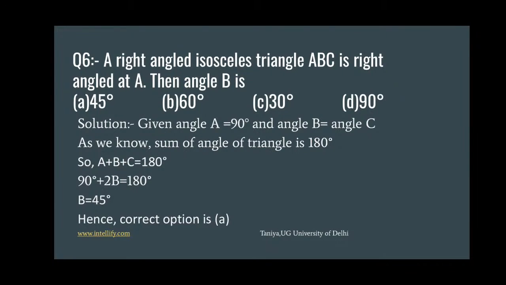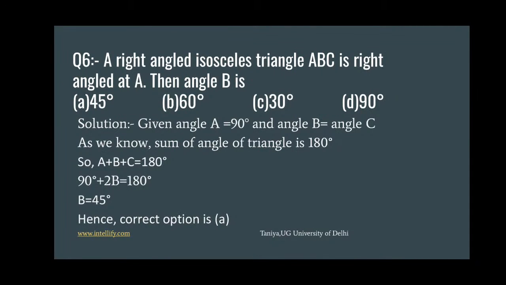In this question it is given that triangle ABC is right angled at A. It means angle A is 90 degree, and in the isosceles triangle the two sides are equal and the two angles are equal. So angle B will be equal to angle C, because it is given that A is 90 degree and the sum of angles of a triangle is 180 degree. So we will substitute the value of angle A, which is 90 degree, and as we know angle B is equal to angle C, we substitute angle C as angle B.